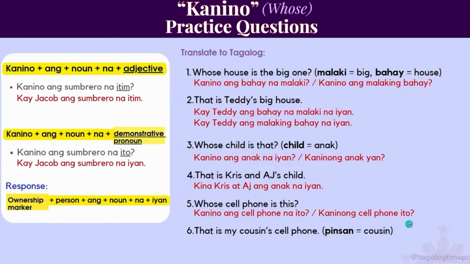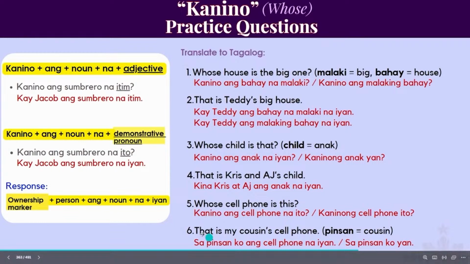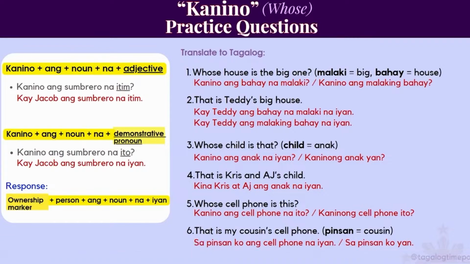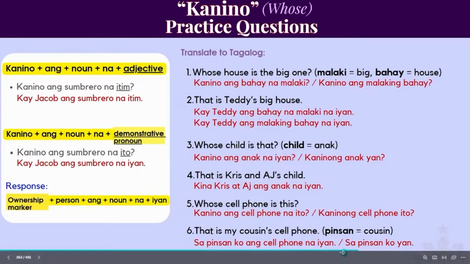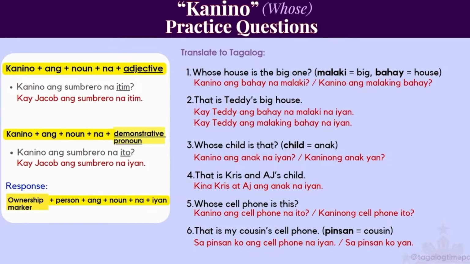And then the response, that is my cousin's cell phone. Cousin in Tagalog is pinsan. Sa pinsan ko ang cellphone na iyan. I want to point out sa is the ownership marker that you use because it's not a specific person, right? The person is unnamed. Or just in common conversation, you might hear, sa pinsan ko yan. Or even the shortest answer, sa pinsan ko.